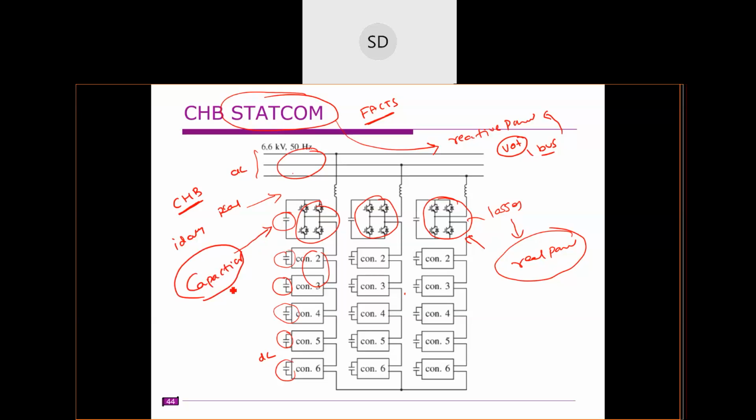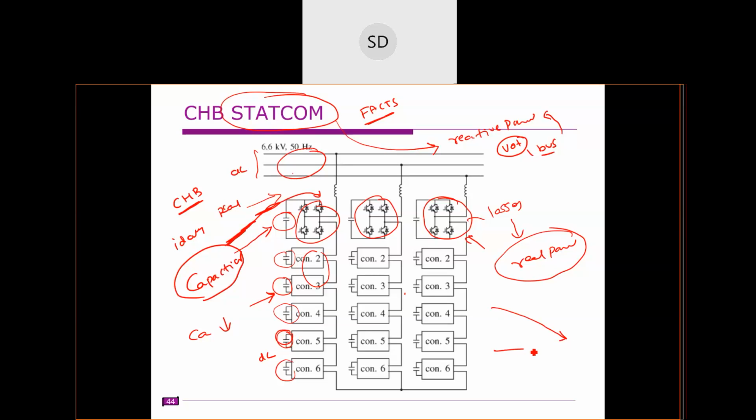So we assume that some portion of the charge present in this capacitor goes to compensate the switching losses in the STATCOM. Some losses it is compensating, that means the capacitors are drawing some real power. So what will happen? This capacitor voltage will reduce. At some point of time, this capacitor voltage slowly reduces.